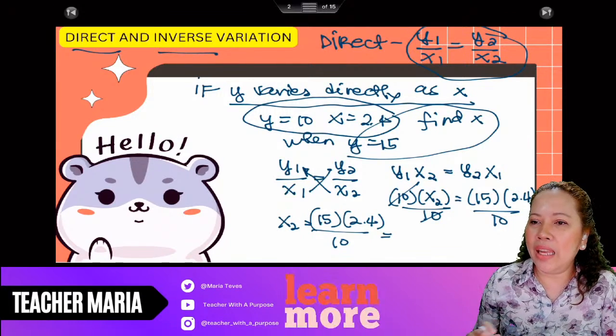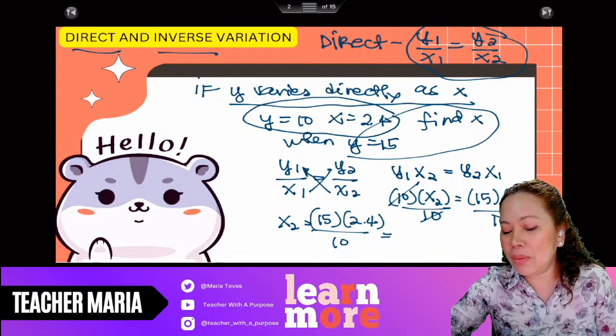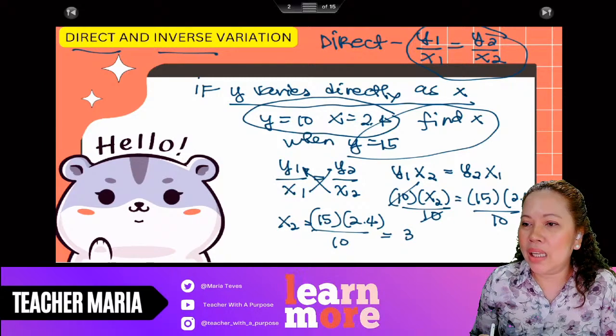Okay, so then you will find the value. So that's 15 times 2.4 divided by 10, then you will get 3.6.